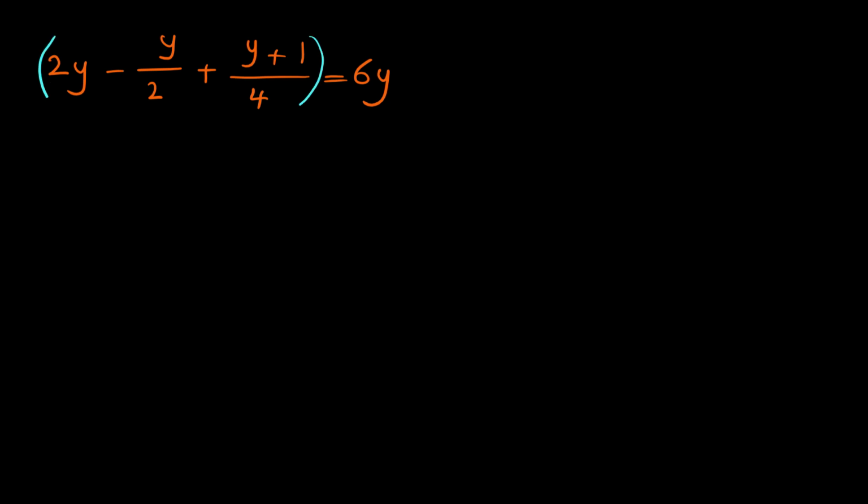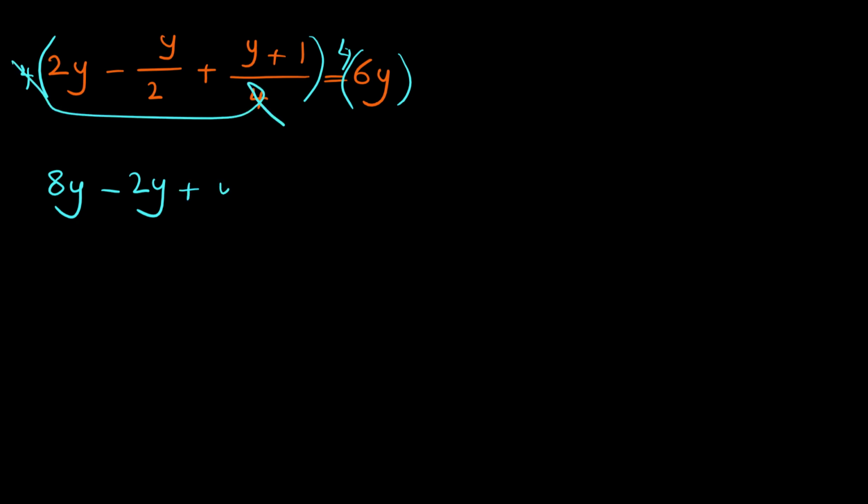We multiply left side by 4, and we multiply right side by 4. 4 times 2y is 8y minus 4 times y over 2. 4 cancels with 2. We have 2y plus 4 with 4 cancels, and then we have y plus 1 over 1, which is y plus 1. What about the right side? 4 times 6y is 24y.